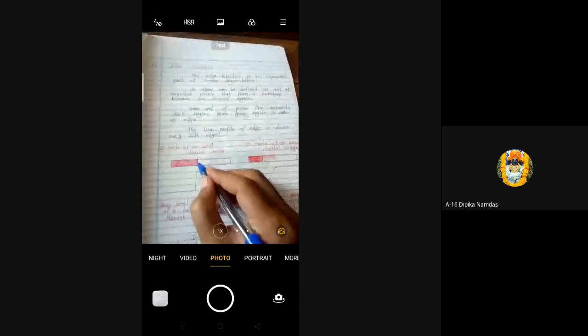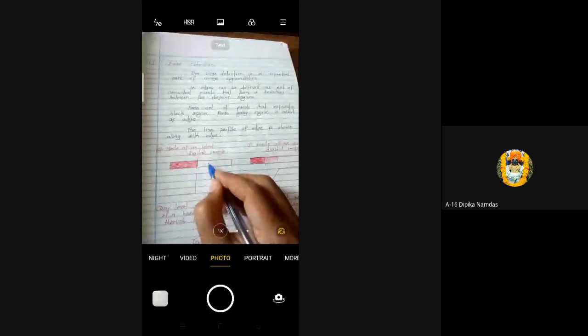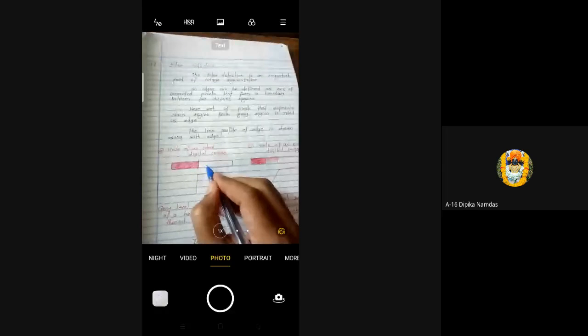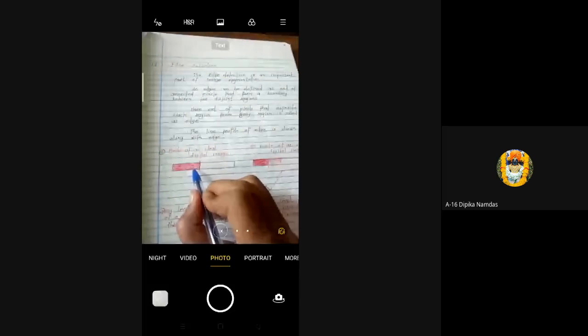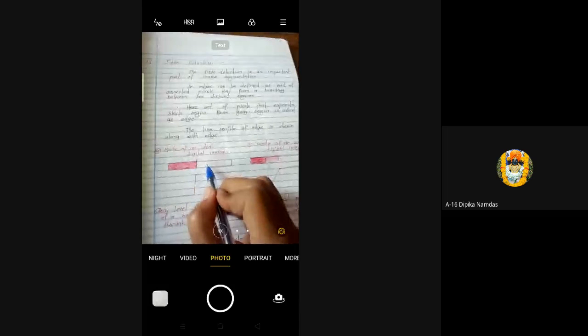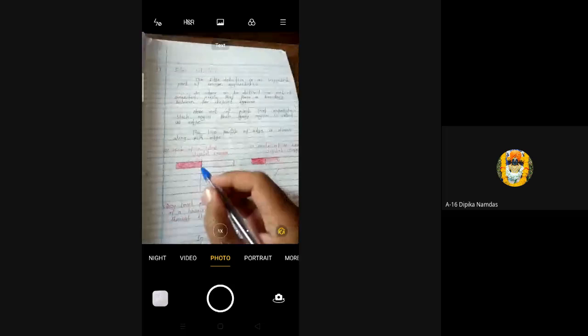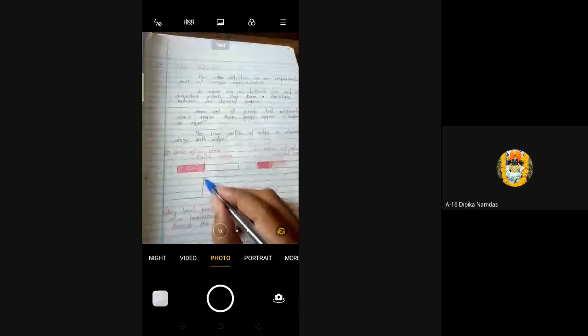At this edge, we have a sudden change in intensity level. Here is a total dark region, and as we cross the boundary, we find that there is a total bright region. So if there is a sudden change in intensity, then we can detect the edge with the help of the vertical line.